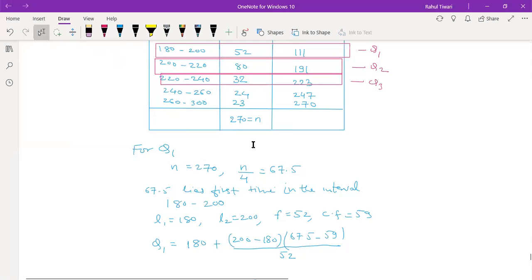Meaning, now what happens, do you know? Suppose I calculated Q3, but my answer is coming to 50. My answer is coming to 50. Is that right or wrong?